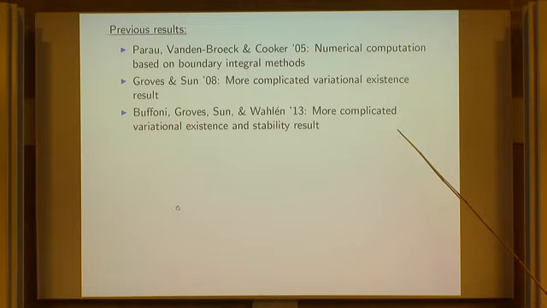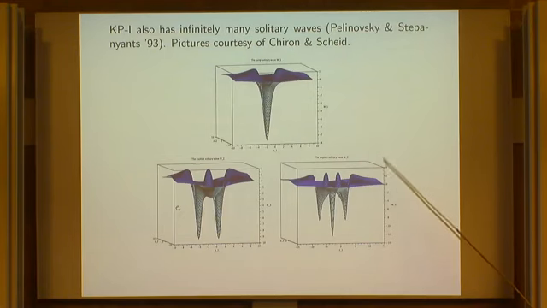Then there is another result, together with Mark Groves, Boris Buffoni and Shuming Sun, which again is more complicated, but it has the advantage that it also gives a kind of stability result. There we actually look at minimizing the energy subject to the constraint of fixed momentum.